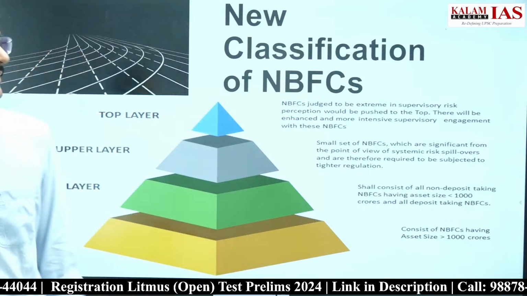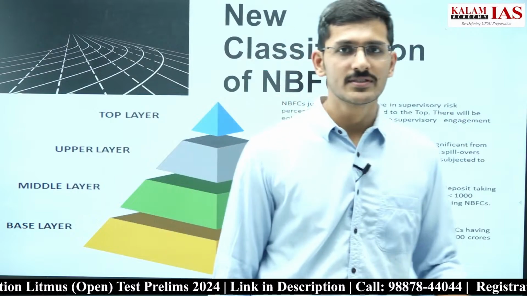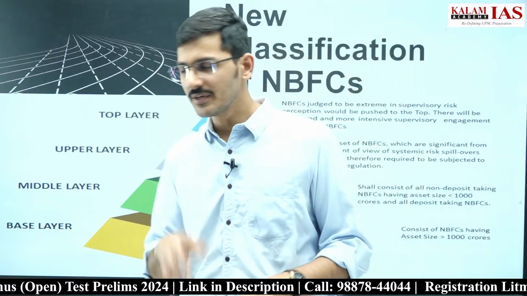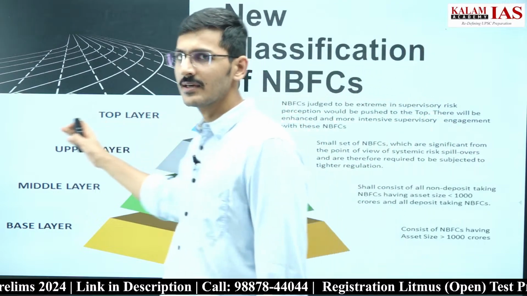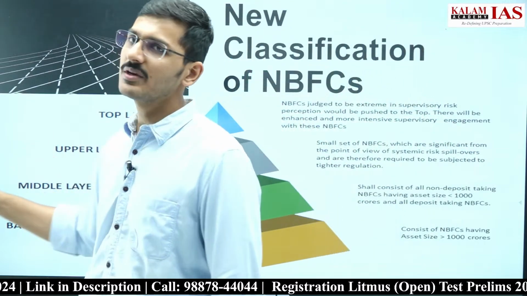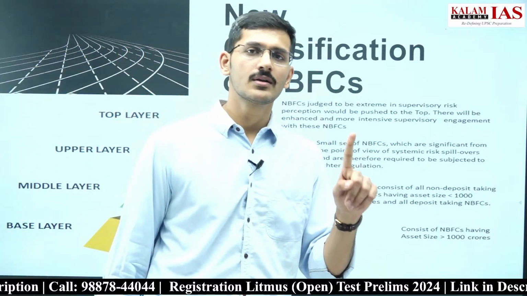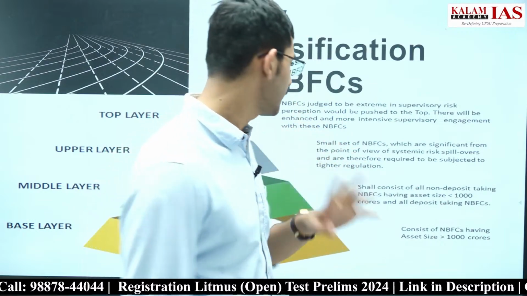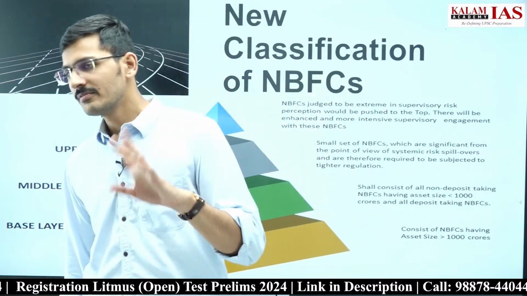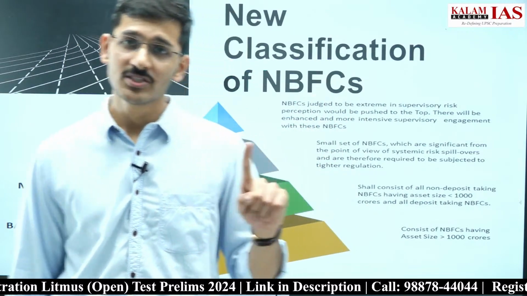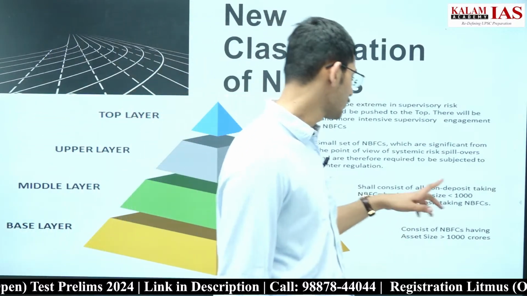So recently, the RBI has classified NBFCs into 4 tiers. RBI has said there are 4 types of NBFC. The first is base layer. Base layer NBFC is basically a non-deposit taking NBFC which has an asset size of less than 1000 crore rupees.